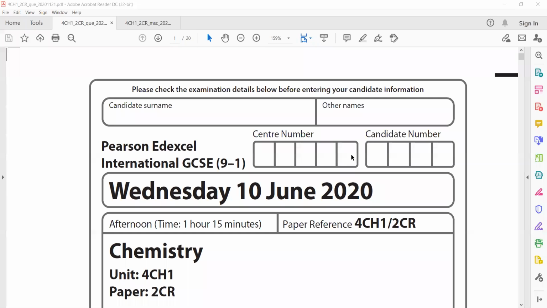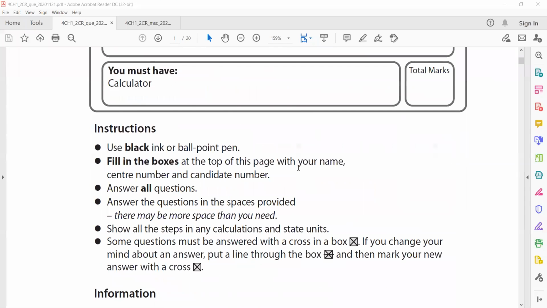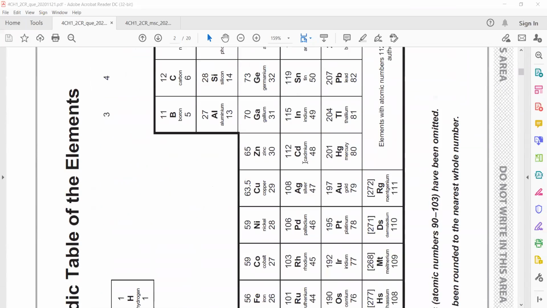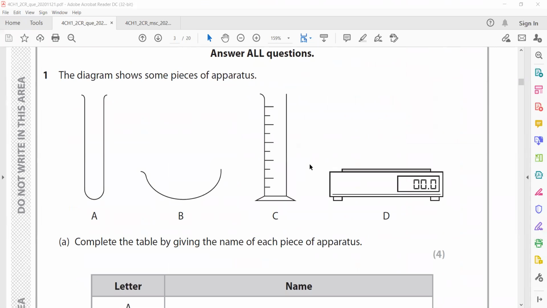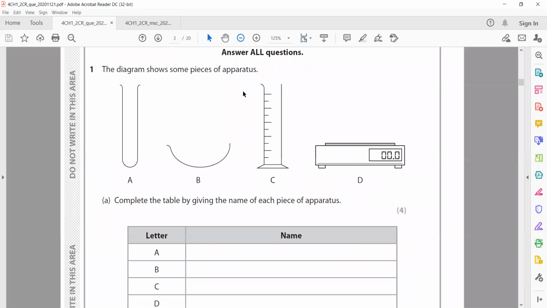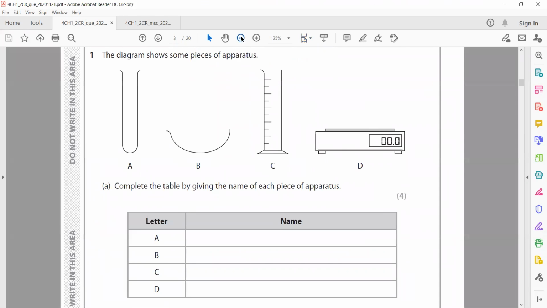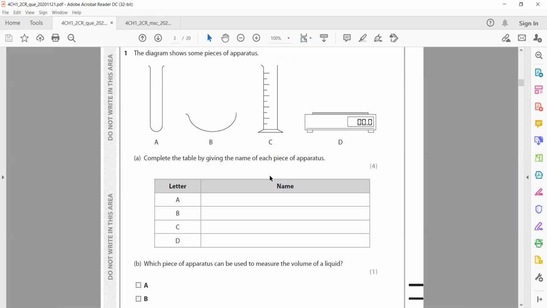So this one is paper 2 CR. Duration 1 hour 15 minutes. The diagram shows some pieces of apparatus A, B, C and D. Complete the table by giving the name of each of the apparatus.